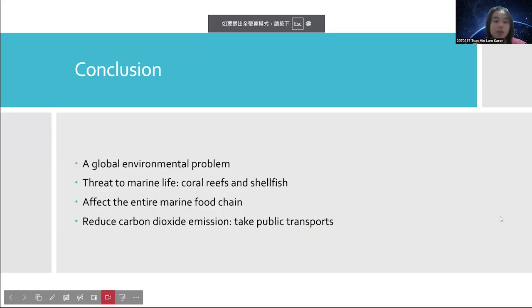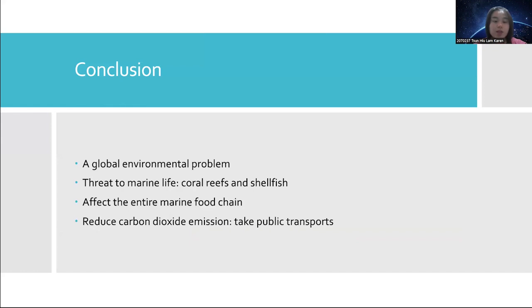To finalize our presentation, it is not hard to see that ocean acidification is a global environmental problem that all countries around the world need to solve together. And every person counts as manpower to overcome this issue, as this problem threatens marine life like coral reefs and shellfish, and ultimately it will affect the entire marine food chain and bring the aftermath that people have to face insufficient food resources from the ocean.